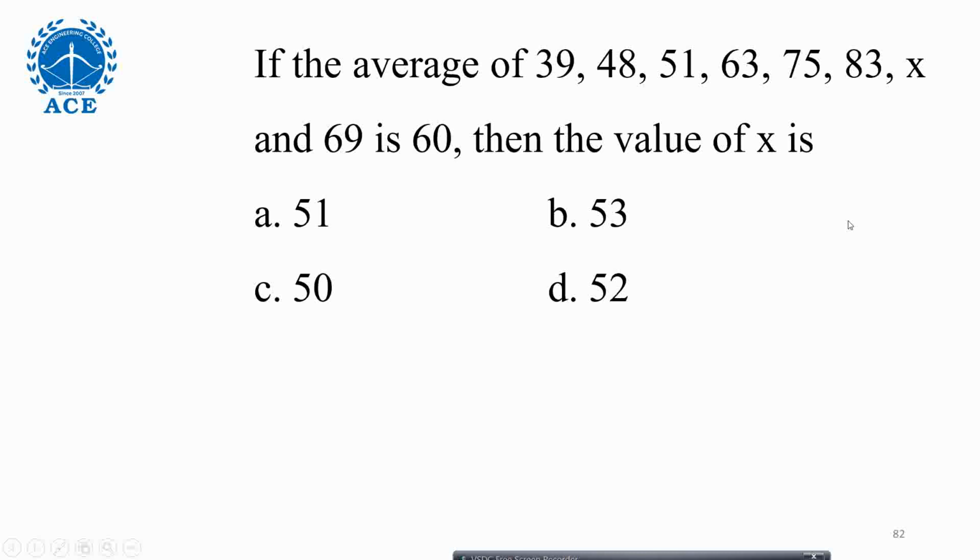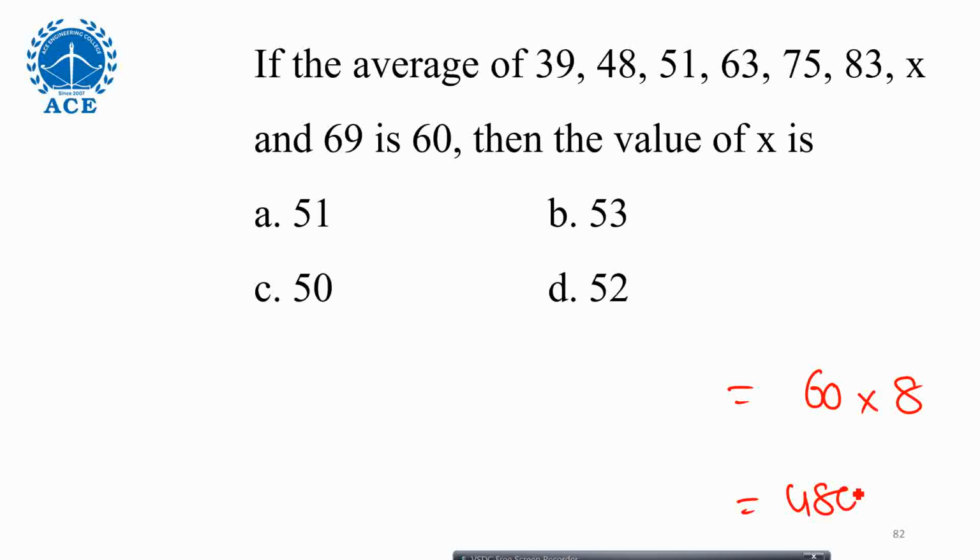Now here the average is 60, they are asking the value of x. So what you can do, average is sum of terms by number of terms. So the average is already 60. How many terms are there? Here 4, 7, 8. Right? So divide by 8. I'll multiply by 8 here. 60 into 8, 480, right?